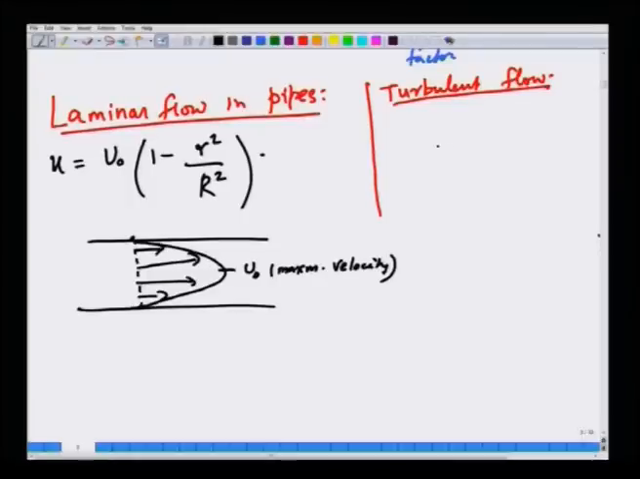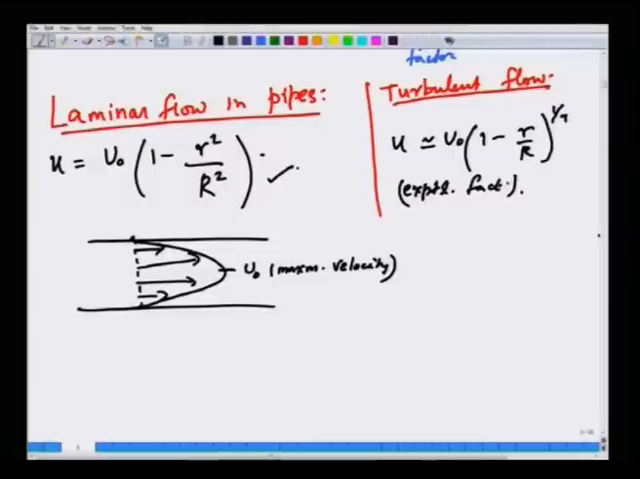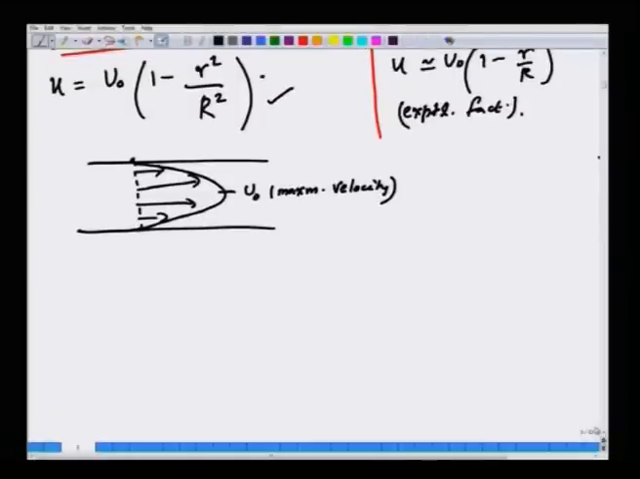While for turbulent flows, the velocity profile looks very different. So, u is approximately 1 minus r by R to the power 1/7. This is an experimental fact, we cannot derive this rigorously from first principles. So, we will take it as an experimental fact. Although we take it as an experimental fact right now, this will be derived later in the course when we do differential balances.